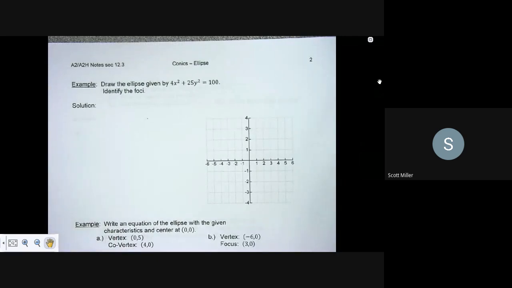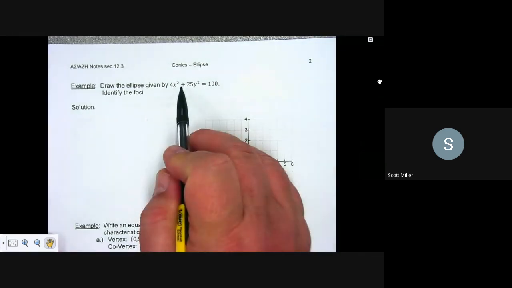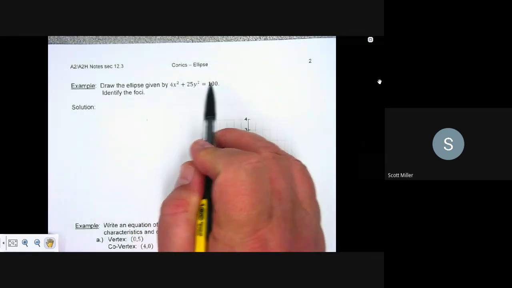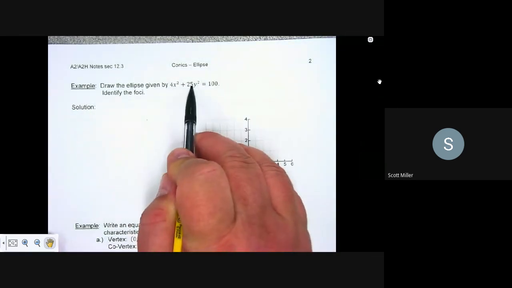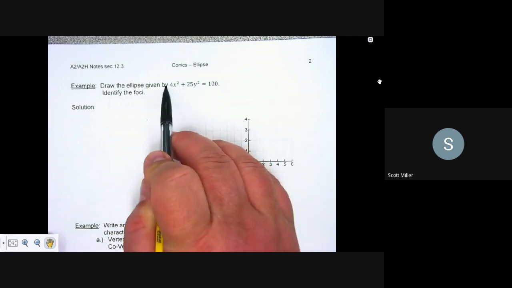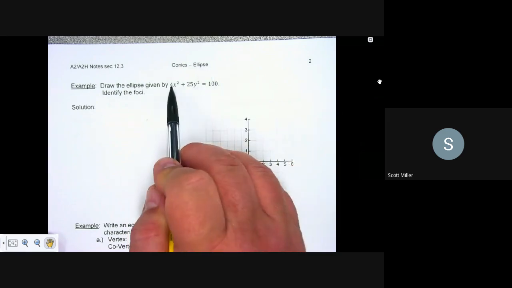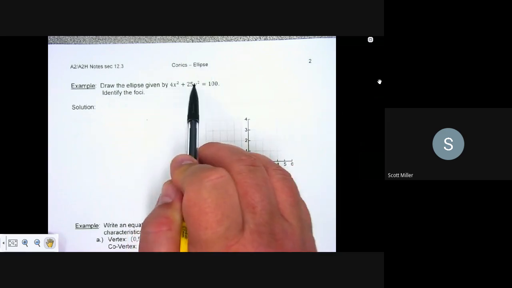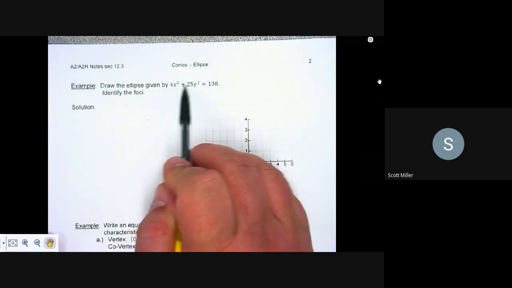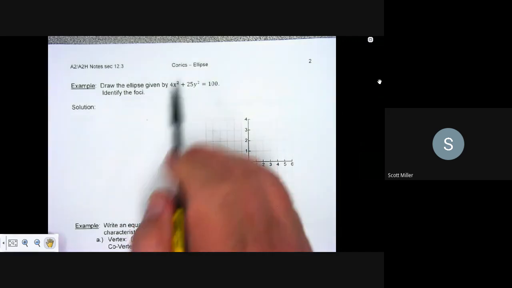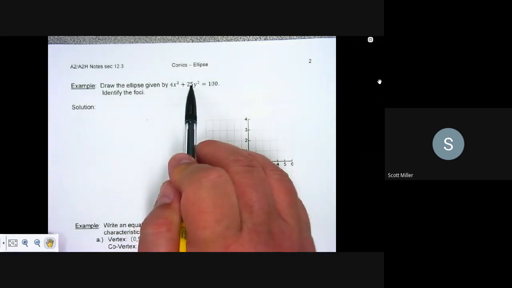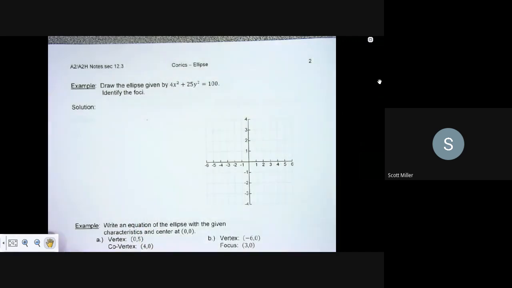In this particular case, we want to put this in the proper form. Right now it's in the general form, and you can see clearly that the coefficients are different. The two terms are being added. They're both positive, which means this is what an ellipse looks like. If these numbers were the same, then it would be a circle. But since they are different, it's an ellipse. If one of these was a negative, then it would be a hyperbola.